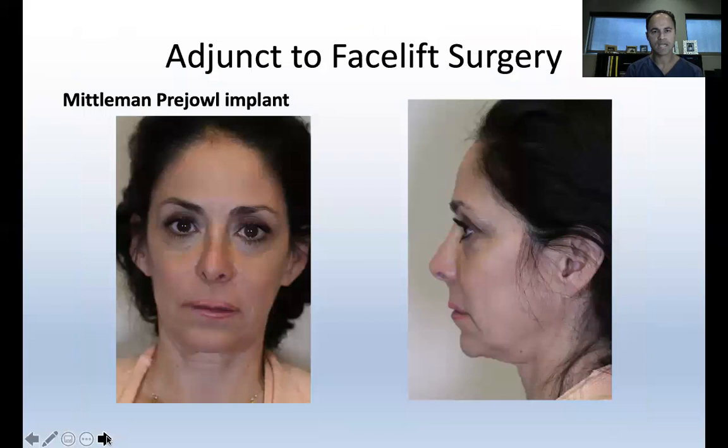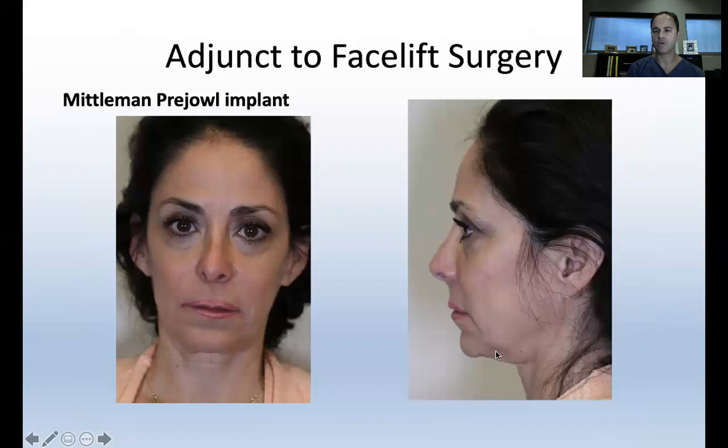This is a patient on whom we performed facelift surgery. The patient had extensive jowling and platysmal banding, also had extensive malar hypoplasia and very deep marionette lines. And secondary to this redundancy and this lack of defined jawline, we went ahead and elected to do a deep plane facelift and place a prejowl implant, which both augments anteriorly as well as helps define the jawline laterally.